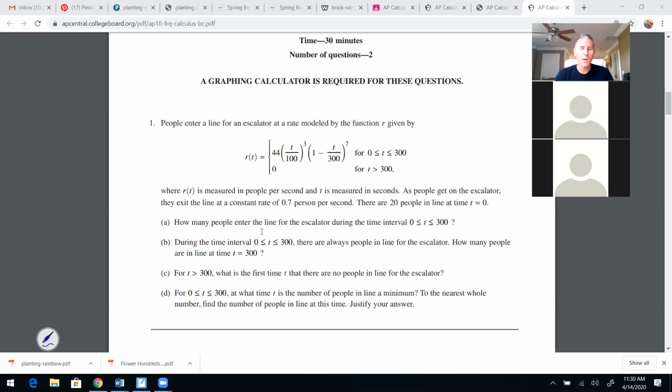So let's look at number 1. It says people enter a line for whatever this is. It happens to be an escalator, which I've never really waited in line to get on an escalator before, but whatever.